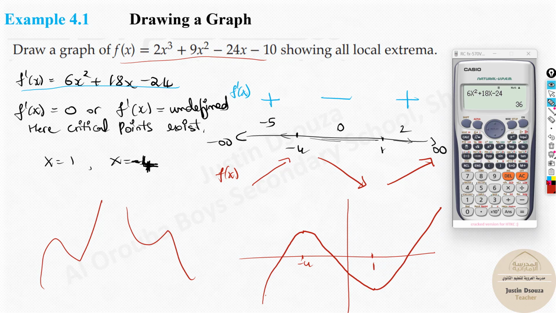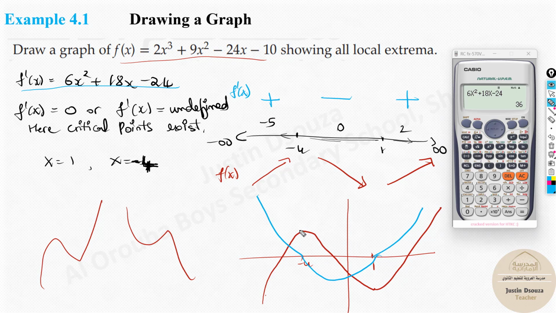Now if I have to draw the derivative, how would it look? At this point, it's going upwards. I know the derivative is quadratic, so it's a parabola. And now what happens in the middle? It's negative, so it's downwards, something like this. Now this is not at all accurate. I've just done a rough one.